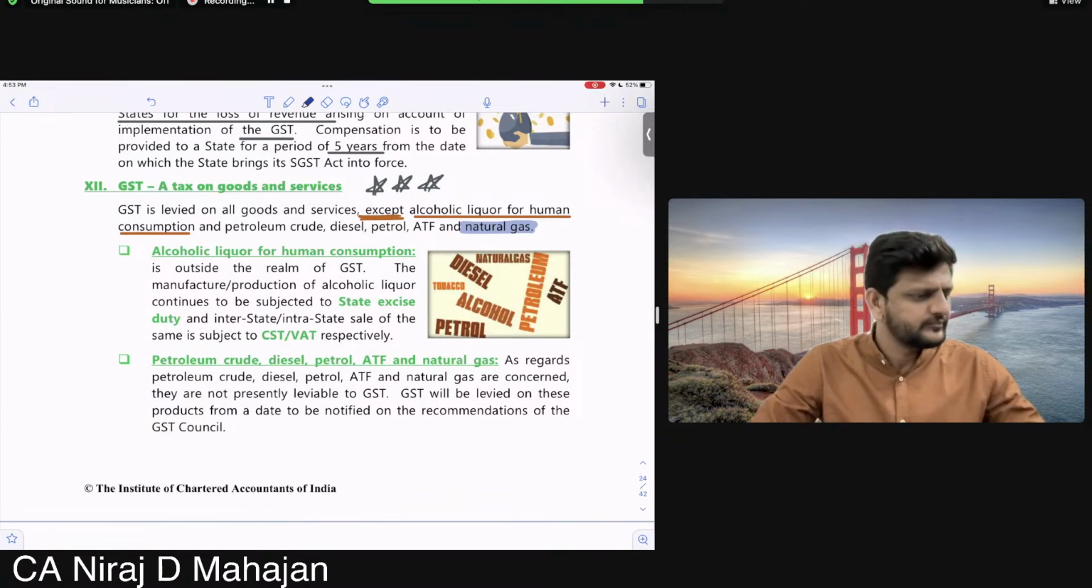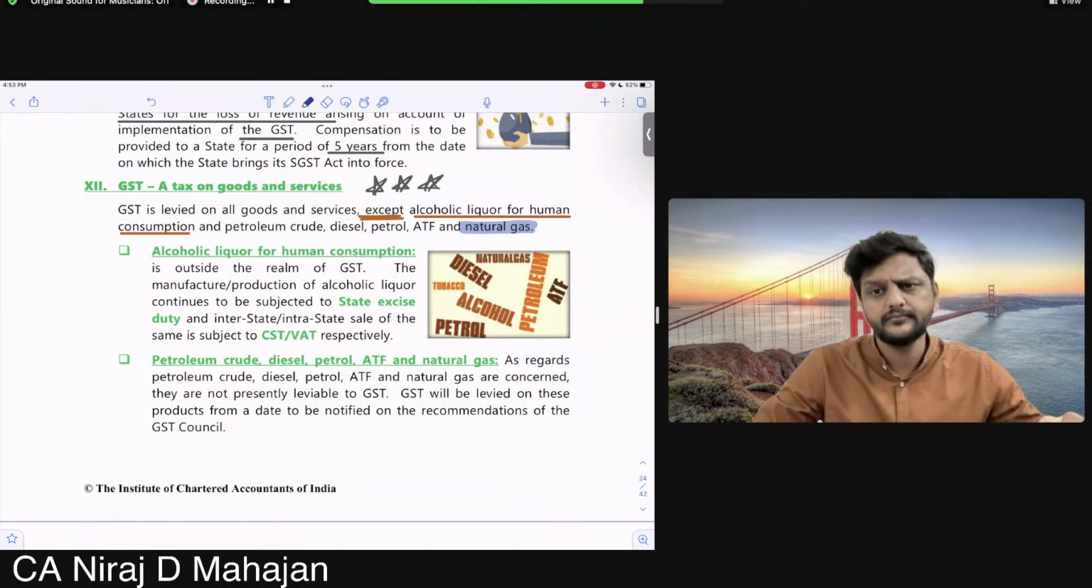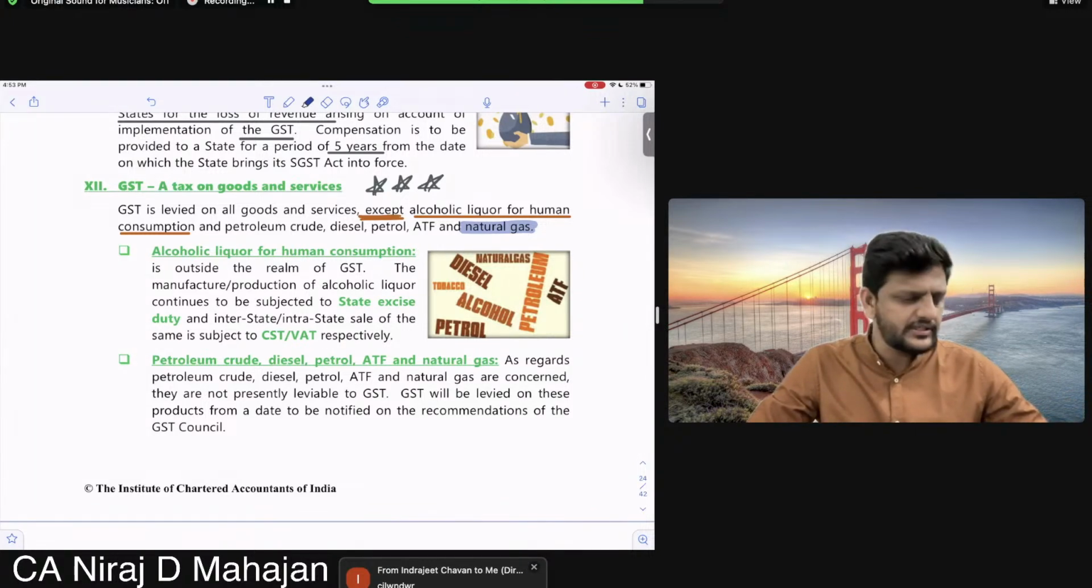Which one? Natural gas. Cooking gas. Cylinder, yes cylinder. Cooking gas, children, you have seen cooking gas.